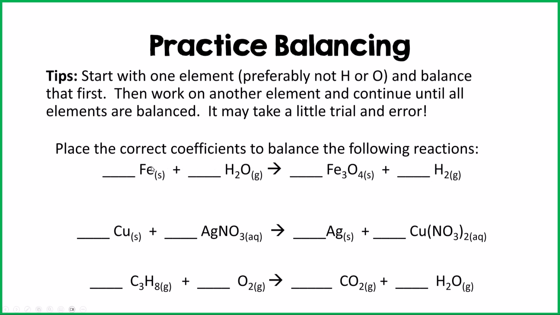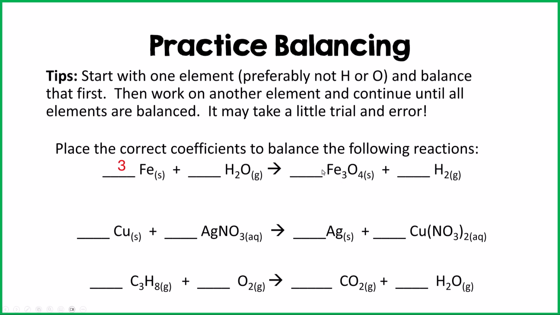So starting with an element that's not oxygen and not hydrogen, we have oxygen here and we have hydrogen here. So it makes the most sense to start with our iron. Right now we have 1 atom of iron on this side and 3 atoms of iron on this side. So our first step is to put a 3 in front of this iron so that we now have 3 iron atoms on this side and 3 iron atoms on this side.